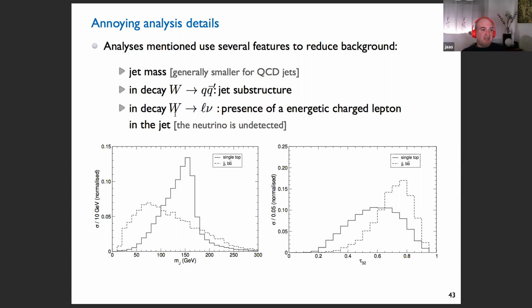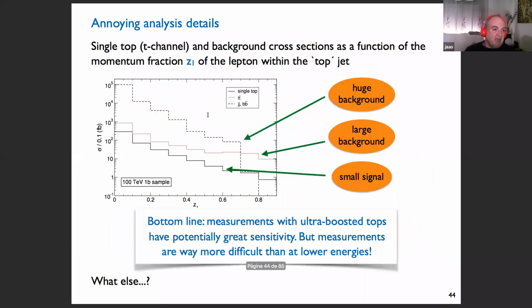Also, if you go to the leptonic decay of the W, you have a charged lepton, and then you can plot as a function of the charge the fraction of momentum of the charged lepton inside the top jet. There is some difference between signals and backgrounds, and then you improve. The bottom line of showing this plot is that for measurements with ultra boosted tops, potentially they have great sensitivity, but the analyses are quite more difficult than at the lower energy.